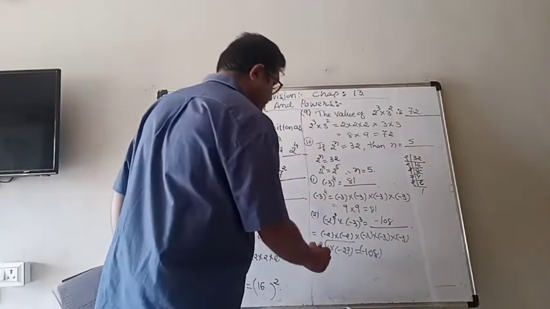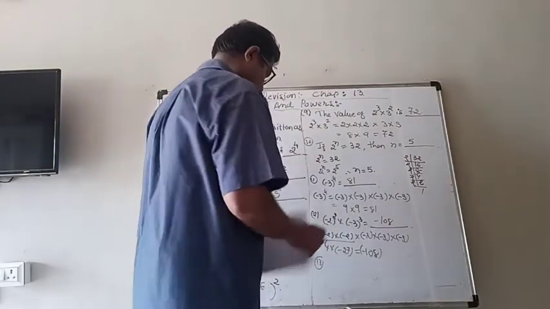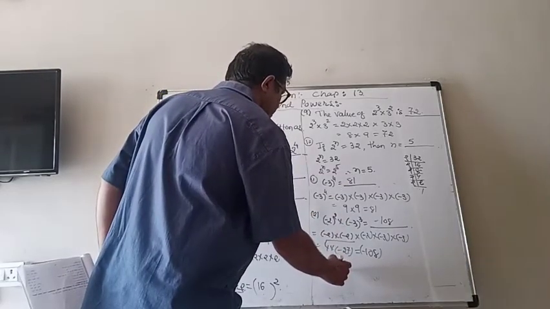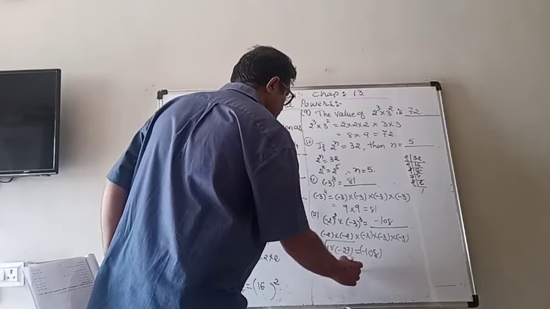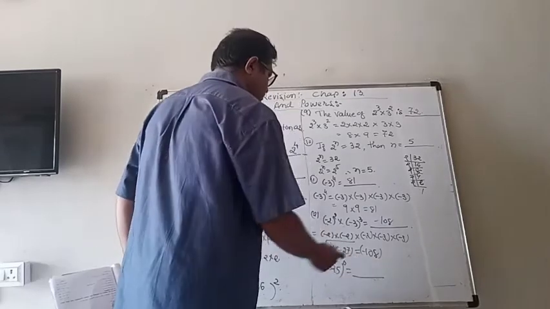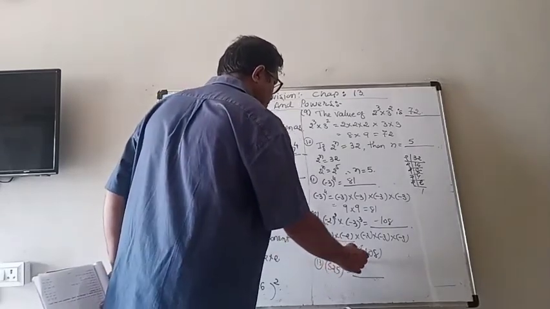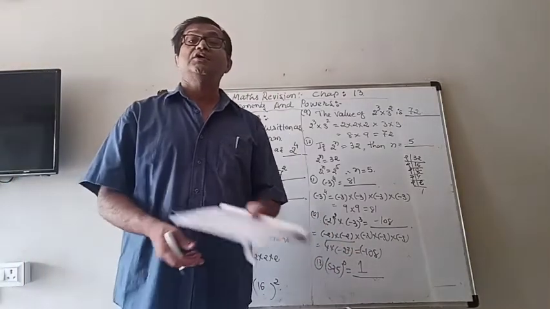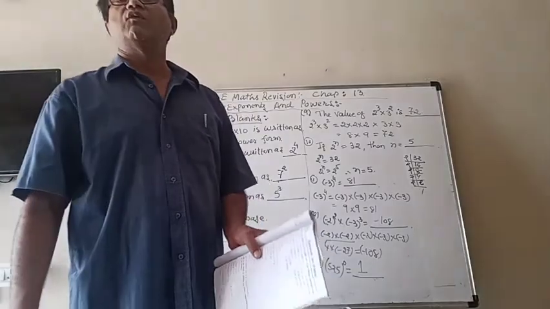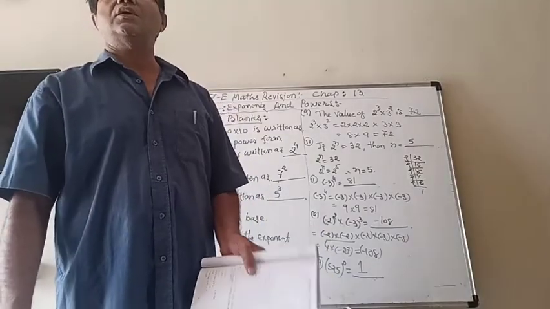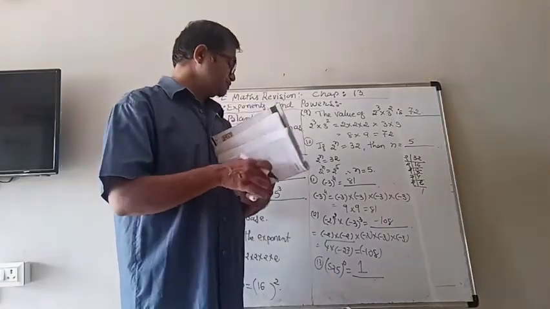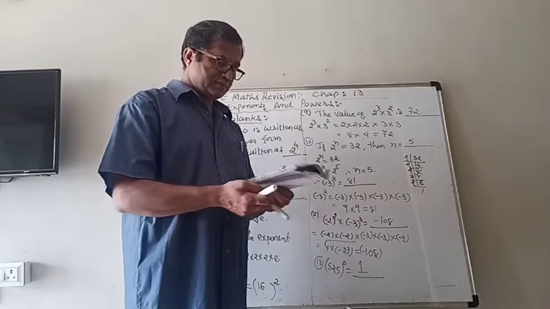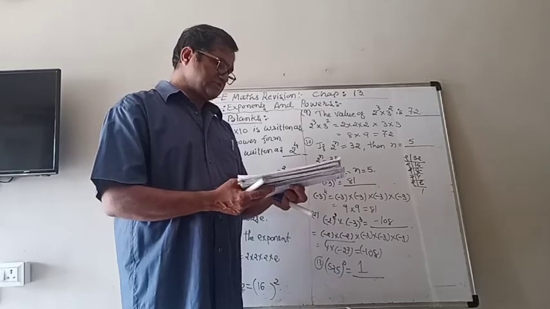Then the other one is 525 raised to 0. Now when the power is 0, exponent is 0, doesn't matter which is the base, your answer will be 1 only. So be careful about it, that when there is a 0 power, the answer is always 1.